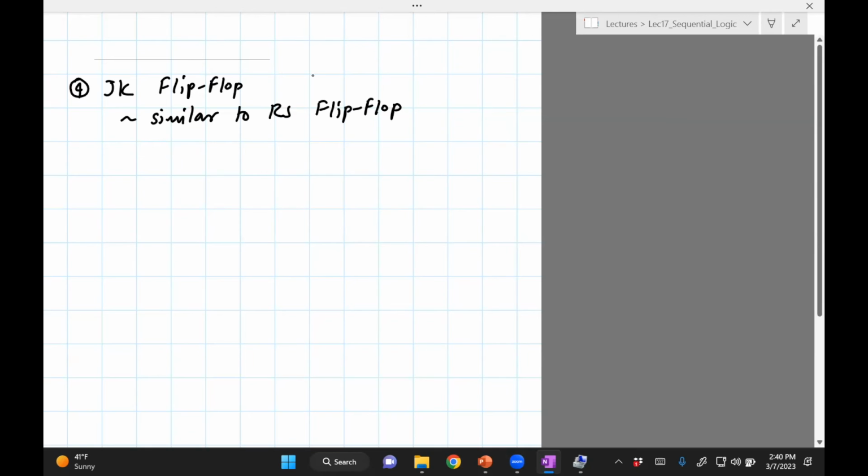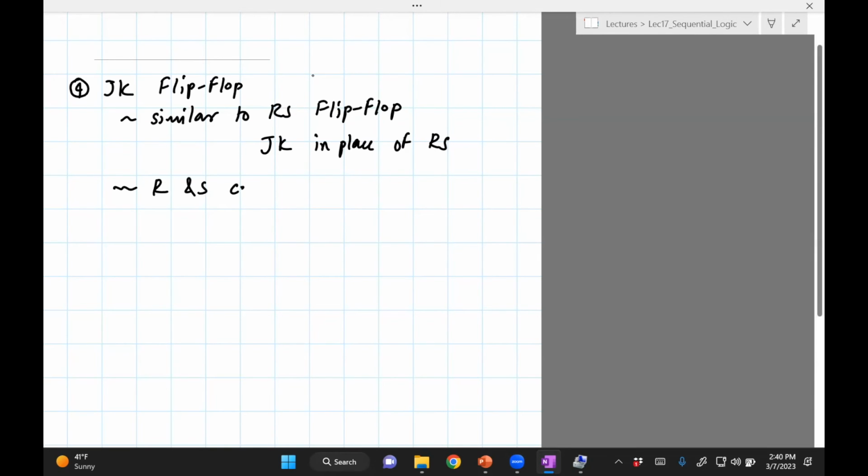It's similar to RS flip-flop, but the reason it's called JK flip-flop is because it has J and K in place of R and S. Okay, that's why it's called JK flip-flop. Now, J is like R and K is like S. One of the big differences is that, remember, with the RS flip-flop, you cannot have R equals S equals 1. It turns out that for the JK flip-flop, you can have J equals K equals 1.